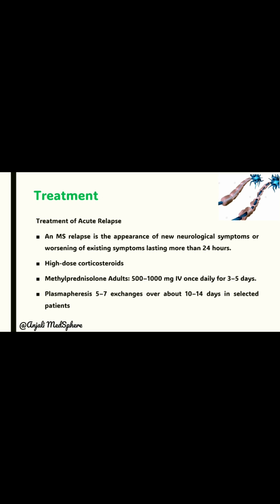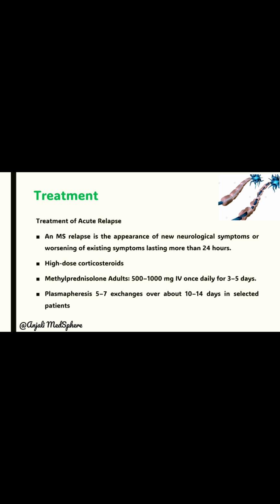Treatment of acute relapse. A multiple sclerosis relapse is the appearance of a new neurological symptom or worsening lasting for more than 24 hours. So we will be giving a high dose corticosteroid like methylprednisolone, an adult dose of 500 to 1000 mg IV, given once daily over 3 to 5 days. That is one drug of choice to reduce the inflammation.